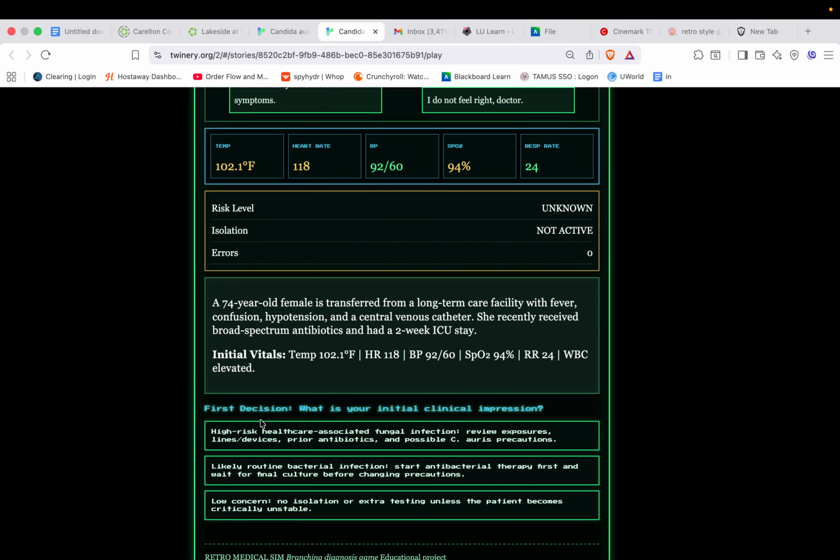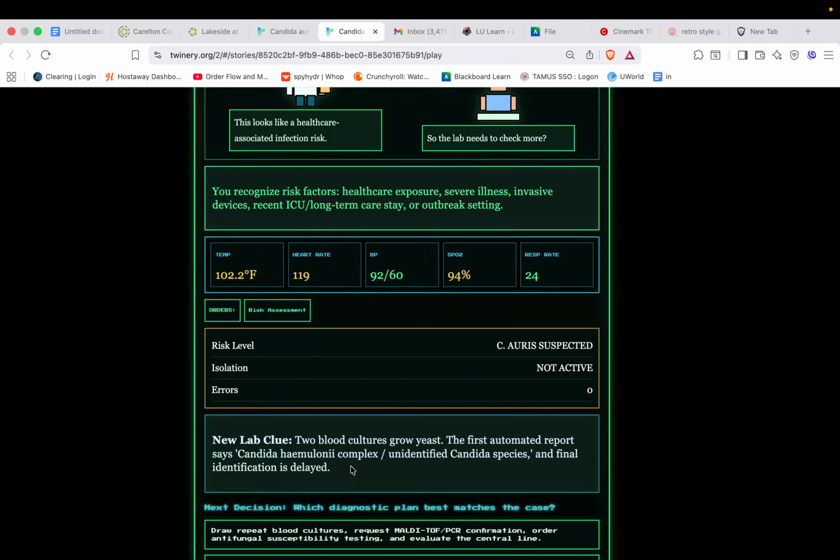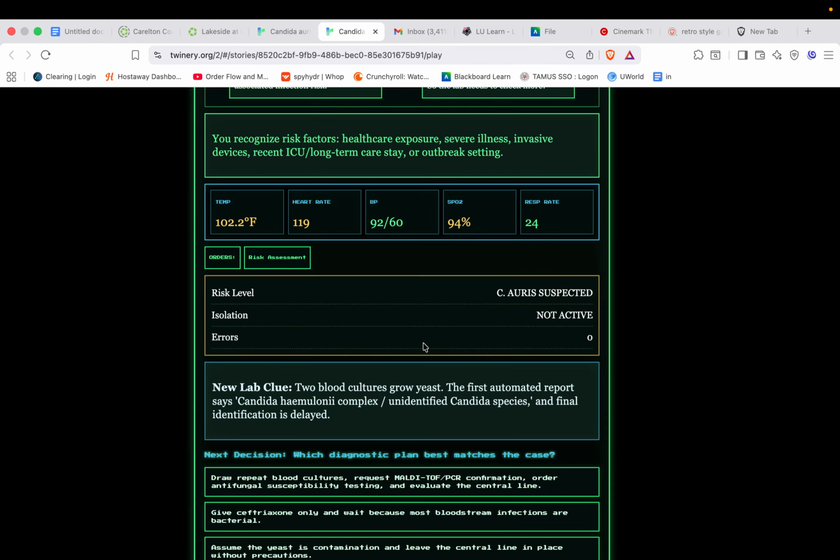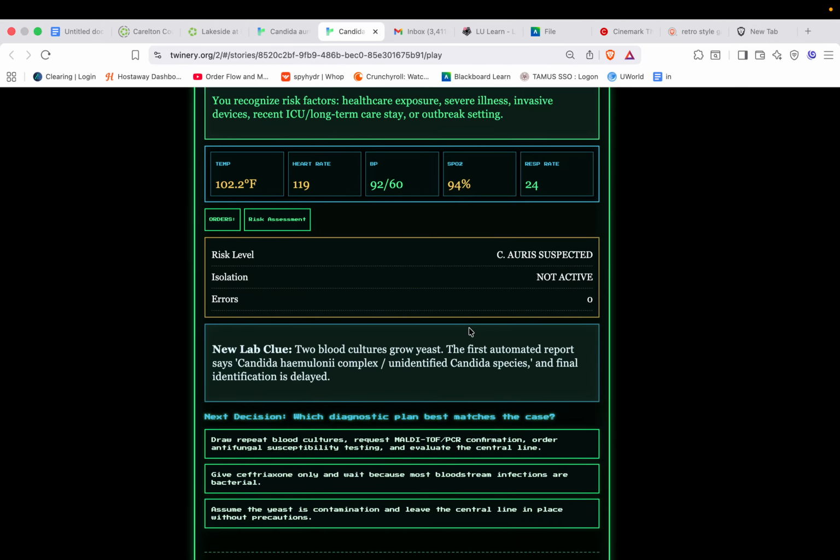And yeah, so our first decision, what is your initial clinical impression? The correct answer is this one: high risk healthcare associated fungal infection. Review exposures, lines, devices, prior antibiotics, and possible CAURIS precautions. Now our vitals are the same, so we'll keep going.